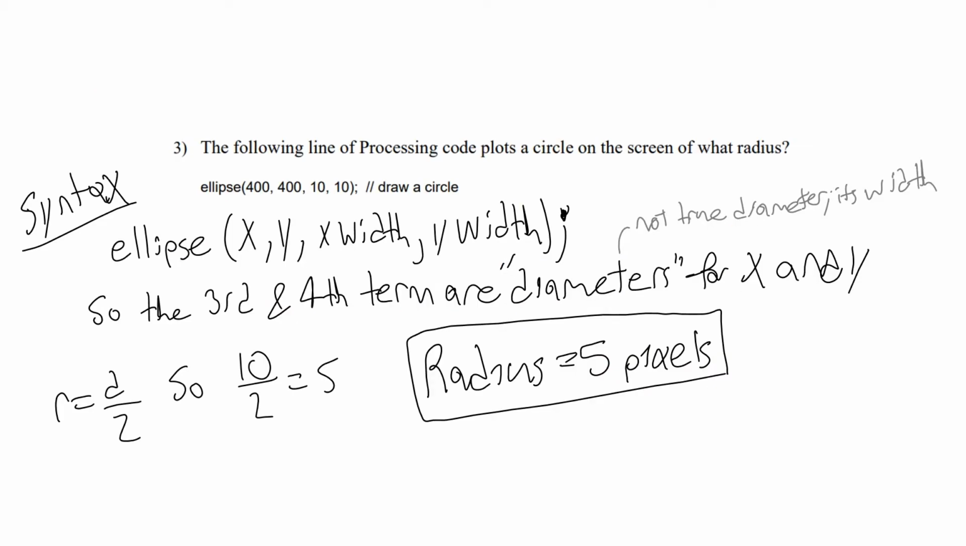Number 3, the third and fourth position are within x and y of the ellipse, so that's basically diameter here. So split that in half. We're going to have a radius of 5 pixels for each circle.